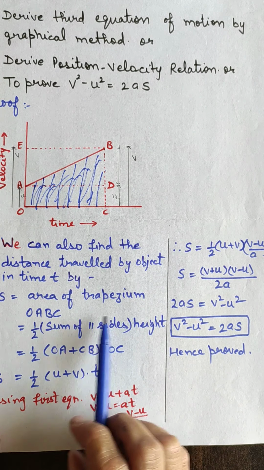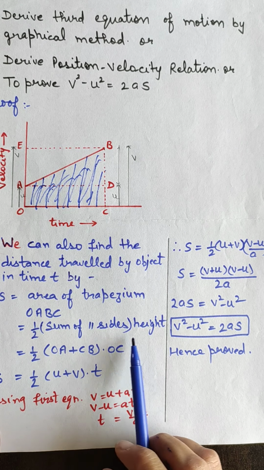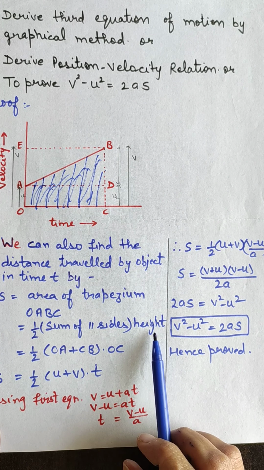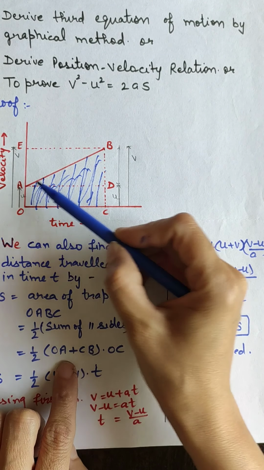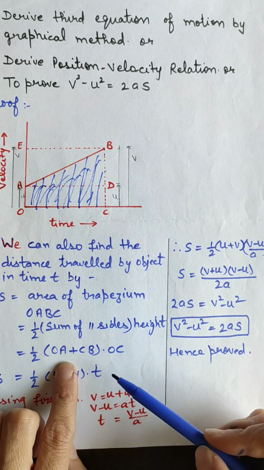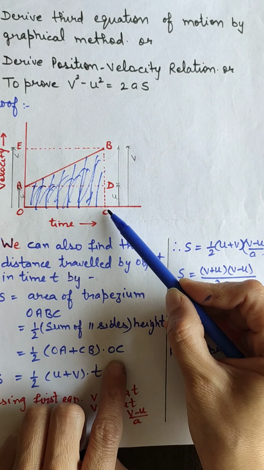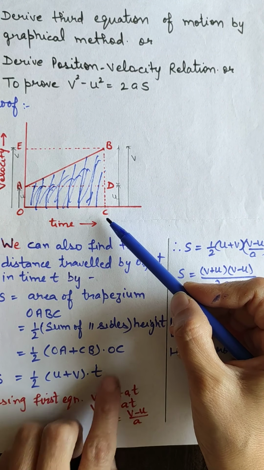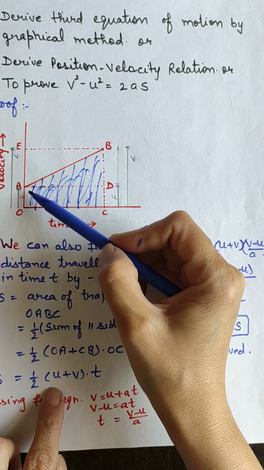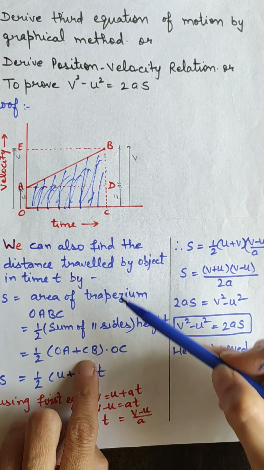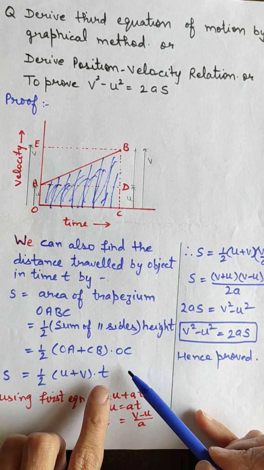So, by using the formula, the area of a trapezium is half into the sum of parallel sides multiplied by the height of the trapezium. Parallel sides are OA and CB. Multiply by the height. Height is the perpendicular line joining these parallel sides. So, it is OC. So, half into OA, where OA is U, that is the initial velocity, then CB, where CB is V, that is the final velocity. And OC is equal to T.